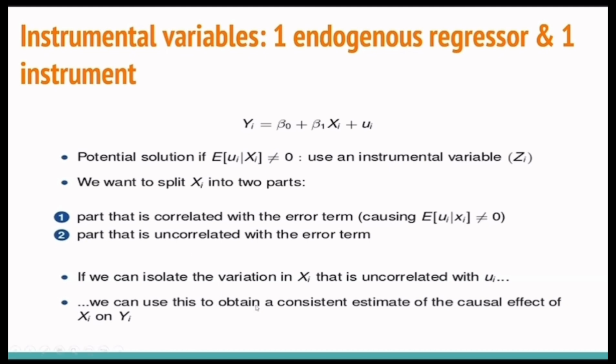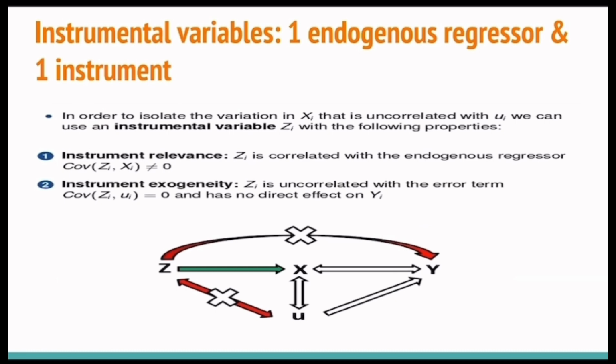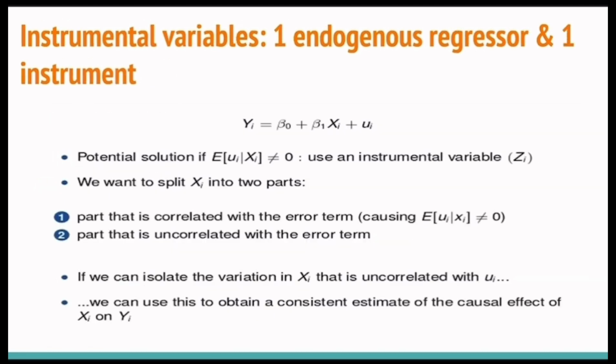Which means if I really want a consistent estimate of beta 1, I just need to use the part of the variation in X that is not correlated with the error term. That will do a great job of giving us a consistent estimate of the causal effect of Xi on Yi. Take note that I'm only using the case of one endogenous regressor and one instrument.